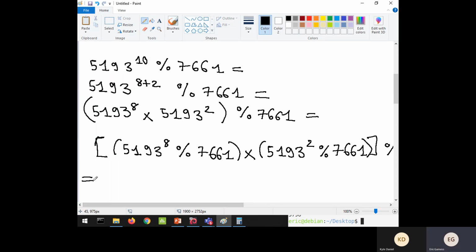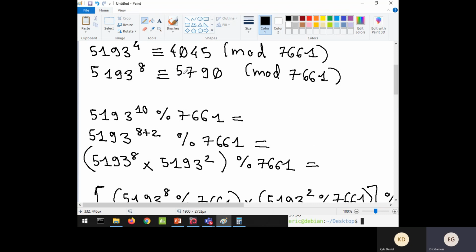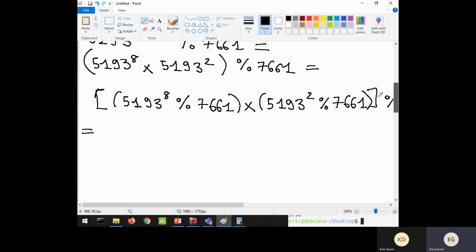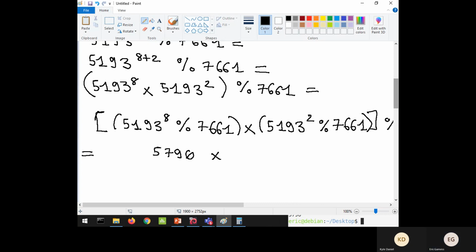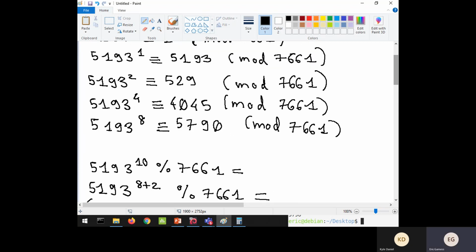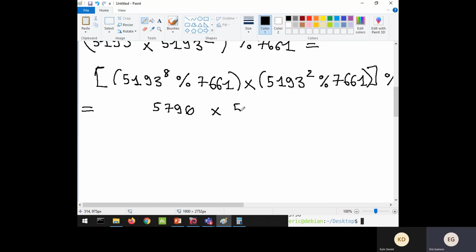So the first one, we computed it already. It is there, 5,790. You see it? This is the first term. So 5,790. So I can replace the first term by 5,790. Times, the second, is the square. We did compute it also. The square is 529. So times 529. All modulus 7,661.